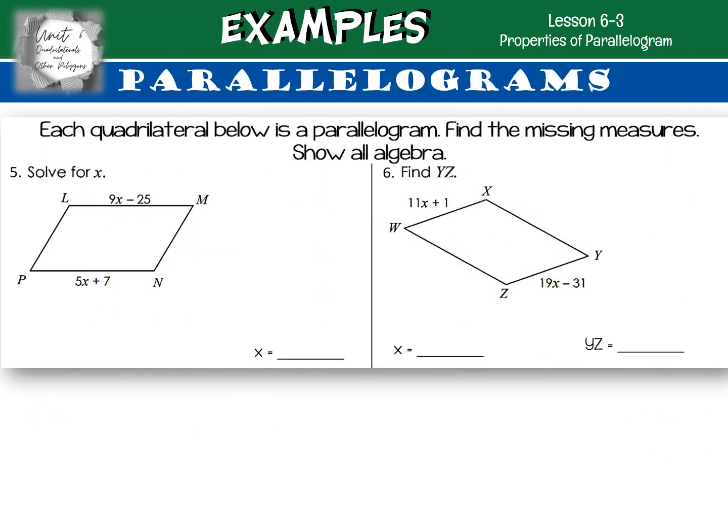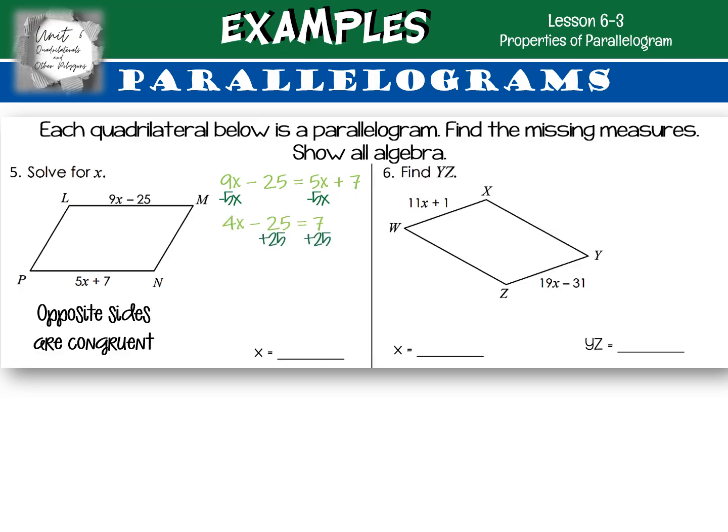Parallelograms again. We know it's a parallelogram. Solve for x. Those are opposite sides. They must be equal to each other. So set them equal. Move the smallest x. So we're subtracting 5x on both sides. We get 4x minus 25 equals 7. Add 25 to both sides. 4x equals 32. Divide both sides by 4, x is 8, and we're done with that one.